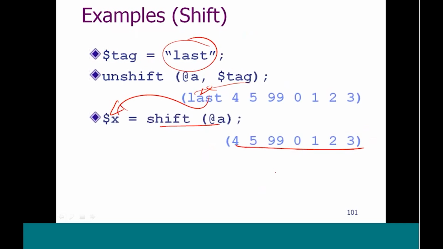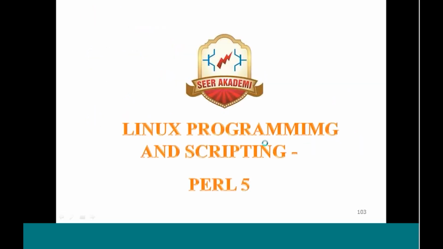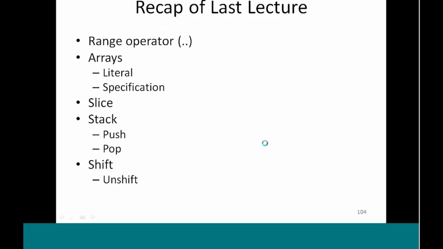And then we also saw some examples of the shift command. Here is some more. We are putting the thing inside that, and then we are also shifting, where the $x will get the last value, and the remaining array will be intact. So that's the recap from the last lecture.